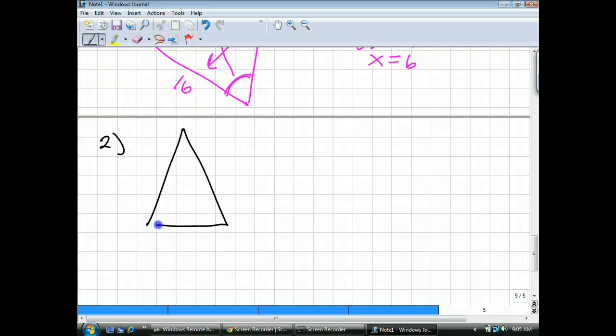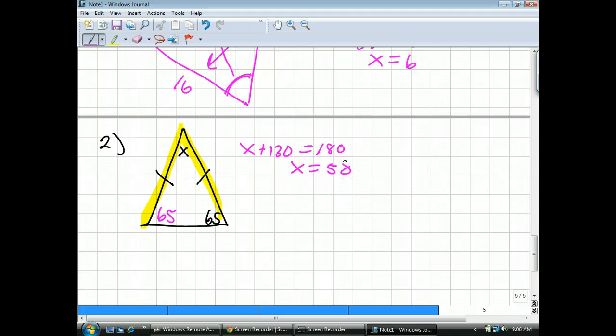If I have this triangle, and I know this side's congruent to this side, I know that this is a 65-degree angle, and I want to know this angle. Well, by the isosceles triangle theorem, since this side is congruent to that side, the base angles have to be congruent. So I know that this is 65. So 65 plus 65 is 130, and I know x plus 130 has to equal 180, and so x has to be 50 degrees. Okay?